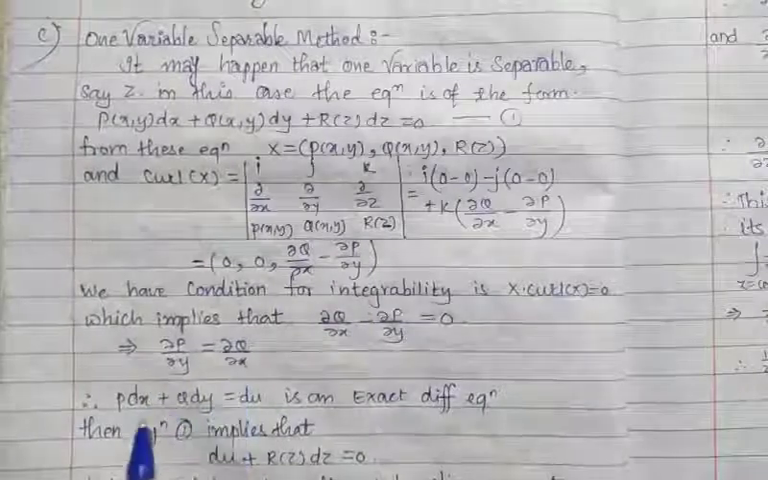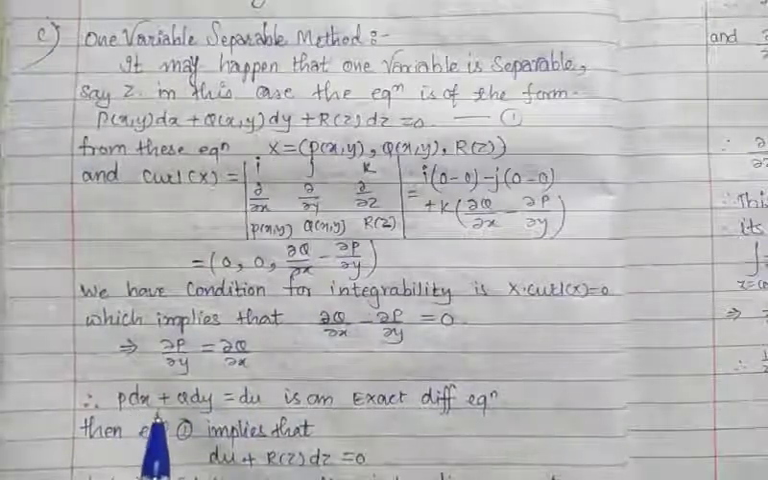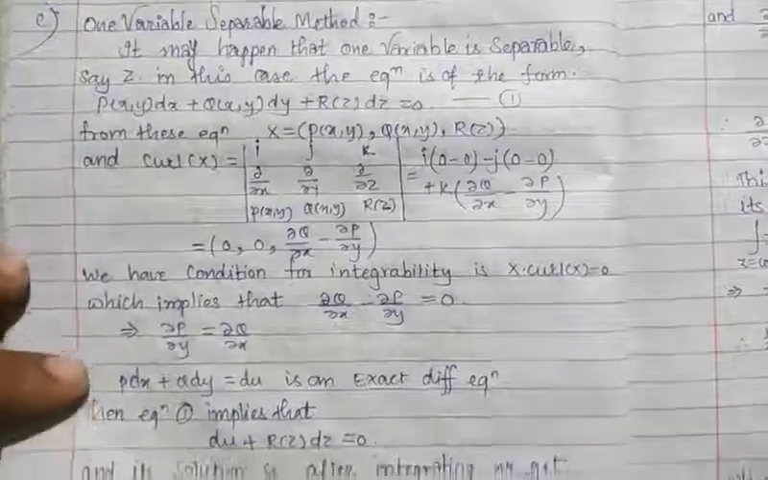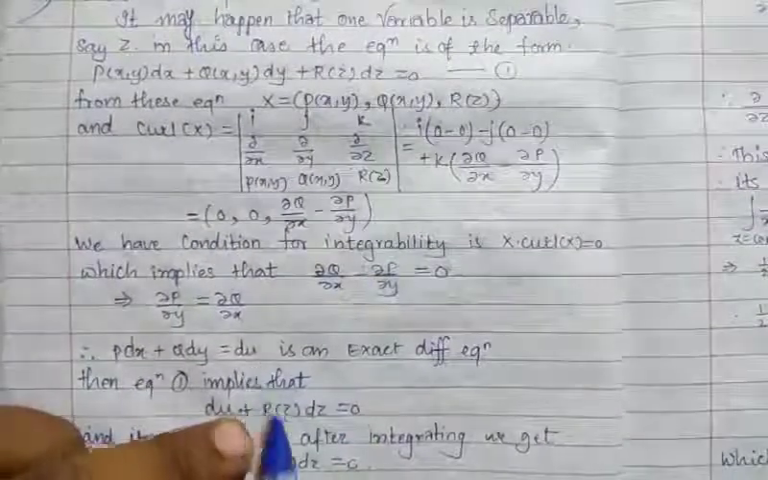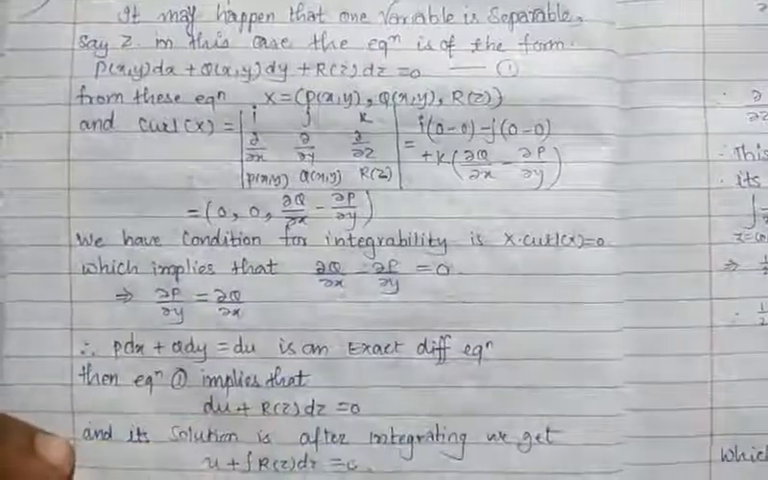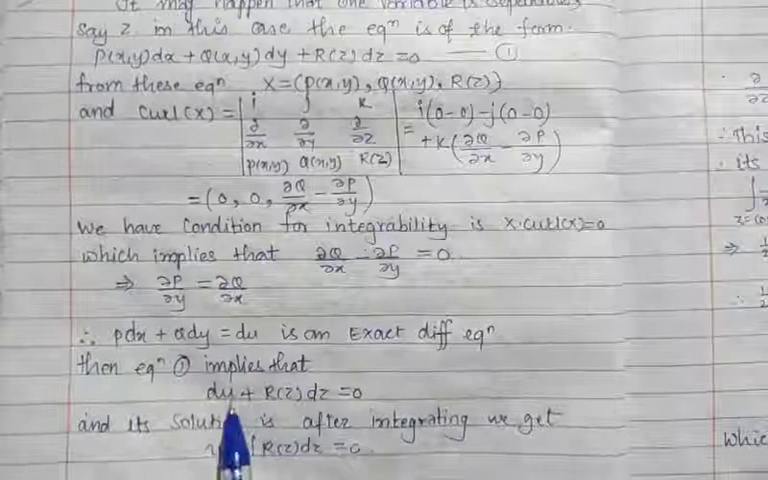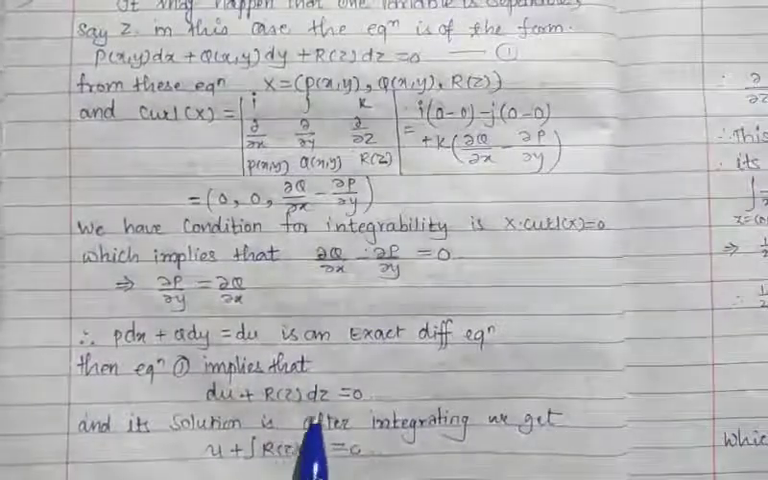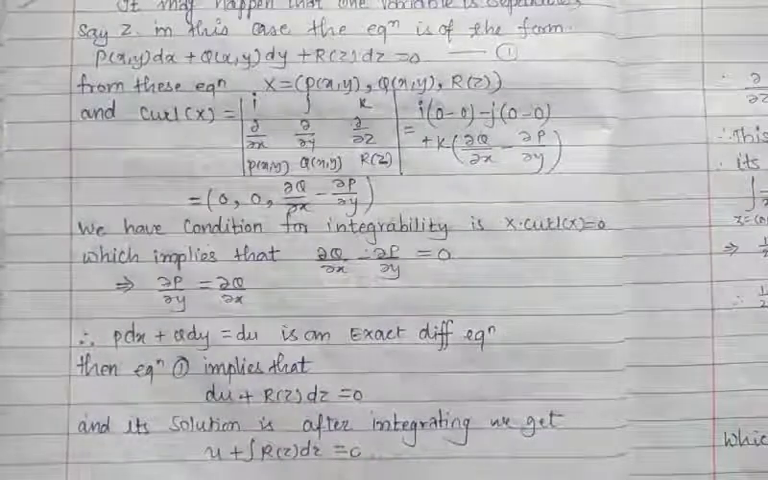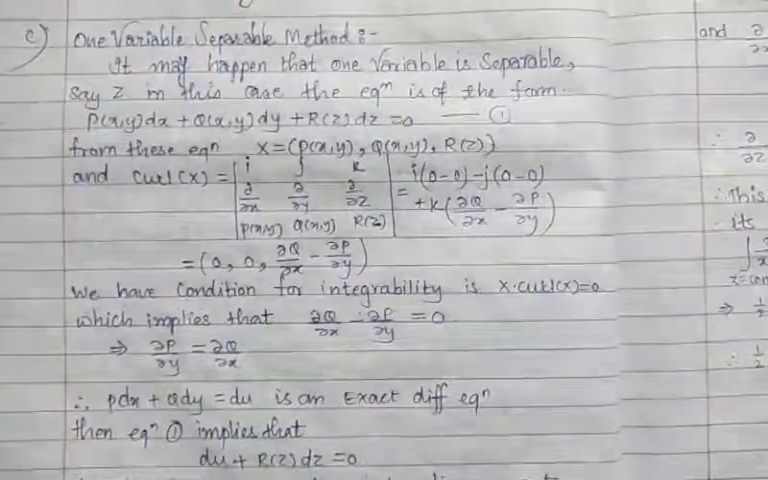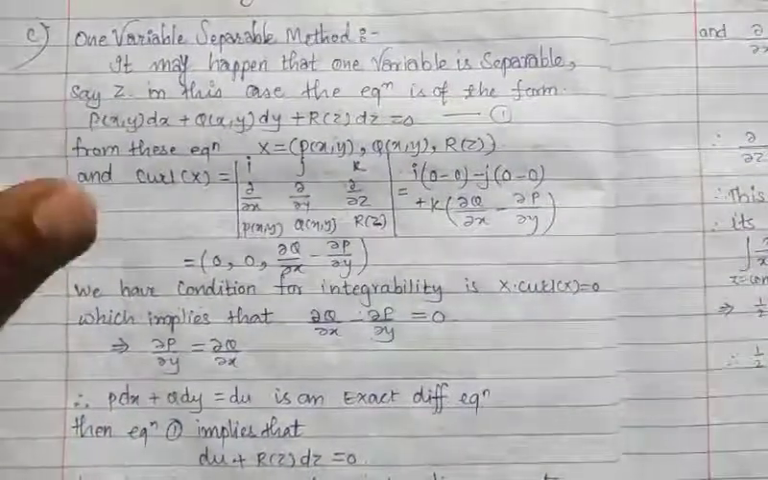Therefore its solution: P dx plus Q dy equals du is an exact differential equation, and its solution is du plus R(z) dz equals 0, and after integrating we get u plus the integral of R(z) dz equals 0. Now we will see an example based on this method, the one variable separable method. See the example.